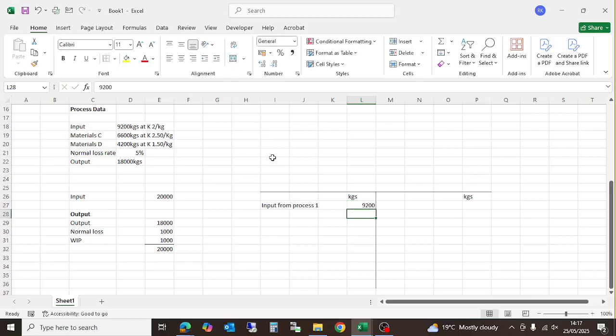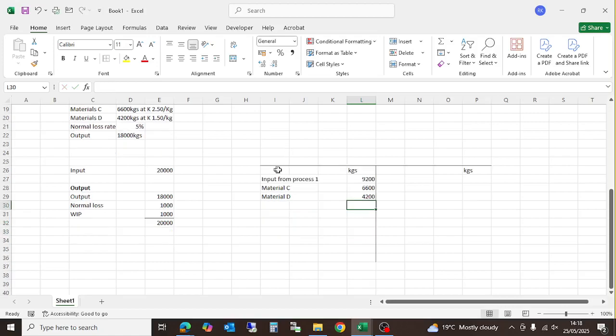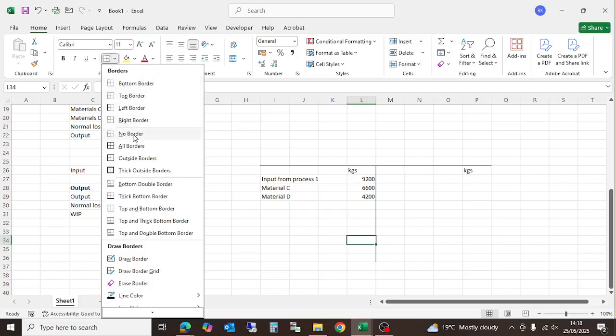100. And then material C, 6,600. And then material D, 4,200. Okay. That's everything we put in our system. By the way, I'm looking at just the units, not the amounts. If it was a full process account, obviously I'll include everything they put in, including the labor. Labor doesn't have units. I'm just looking at the materials, the units. And then I'll close it up just for the units.